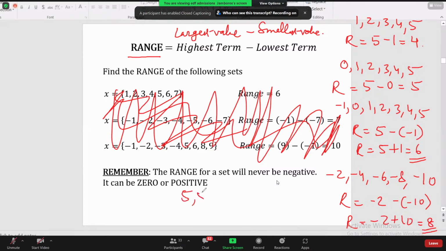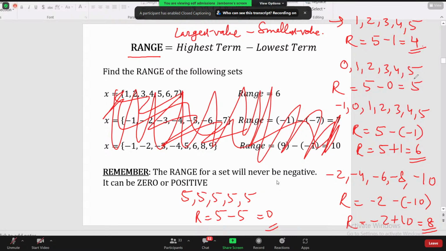And let's say the terms are 5, 5, 5, 5, 5. In this case, the range of the series will become 5 minus 5, which is 0. Let us understand why we have taken the examples in this way only. If you notice the very first example, it says 1, 2, 3, 4, 5. All the terms are positive. The range was a positive number.